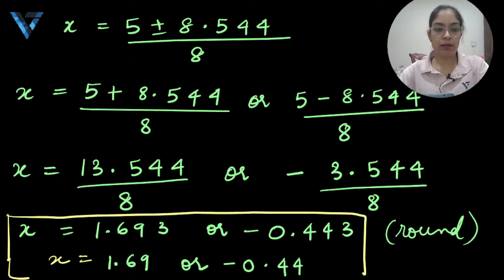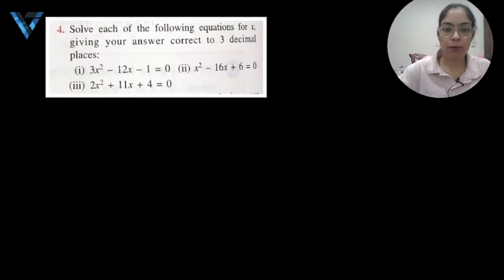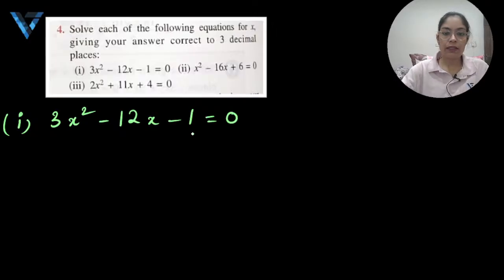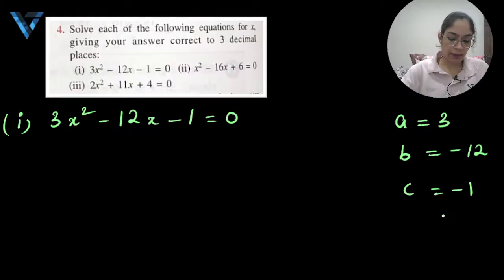So let's do the next one. Up to 3 decimal places we have to write the answer for this. The equation is 3x square minus 12x minus 1 is equal to 0. First of all, let's write the values of a, b and c. So a is 3, b is minus 12, and c is minus 1.